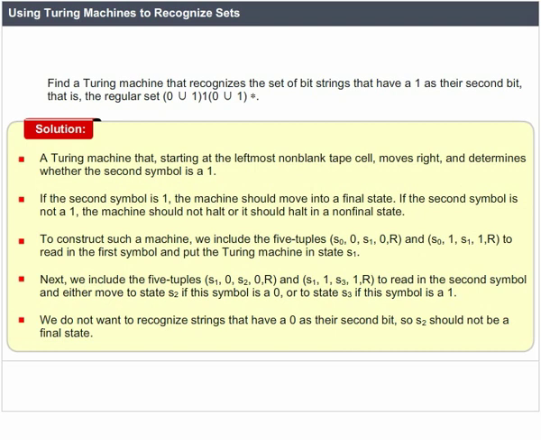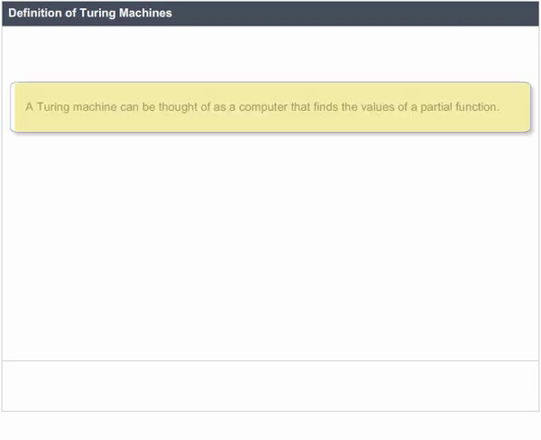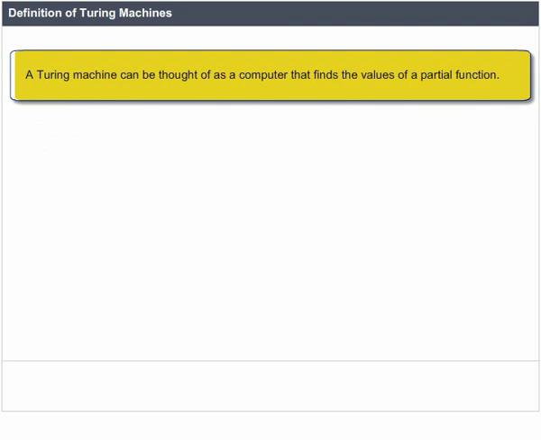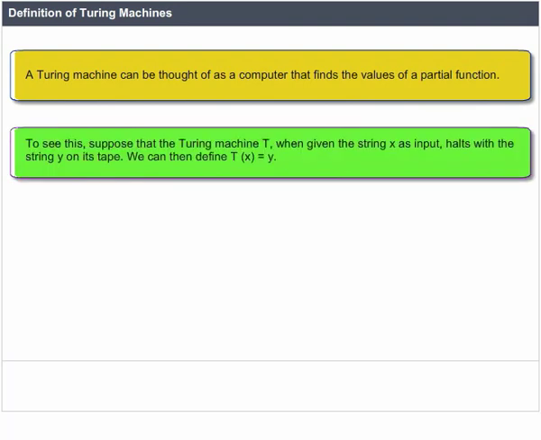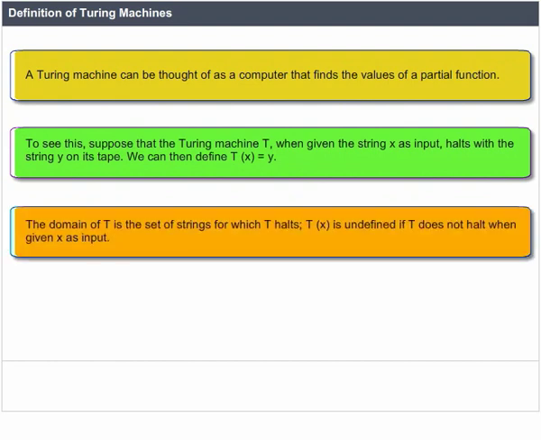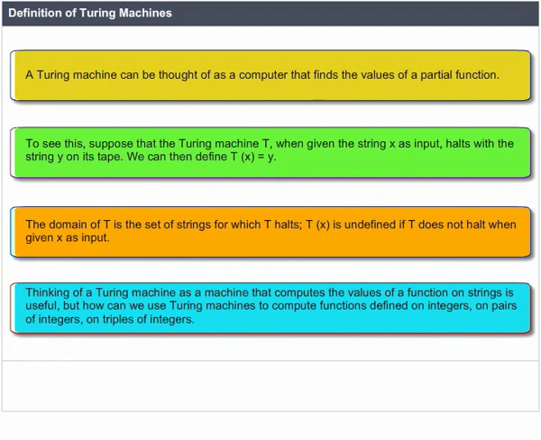Definition of Turing machine. A Turing machine can be thought of as a computer that finds the values of a partial function. To see this, suppose that the Turing machine T, when given the string x as input, halts with the string y on its tape. We can then define T(x) = y. The domain of T is the set of strings for which T halts. T(x) is undefined if T does not halt when given x as input. Thinking of a Turing machine as a machine that computes the values of a function on strings is useful. But how can we use Turing machines to compute functions defined on integers, on pairs of integers, on triples of integers? Different types of Turing machines.